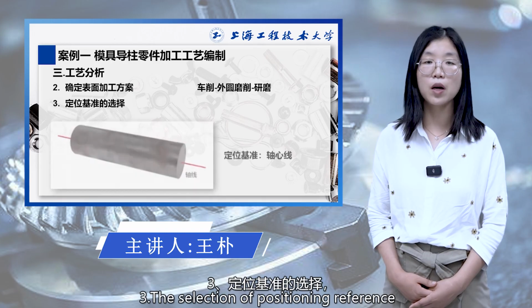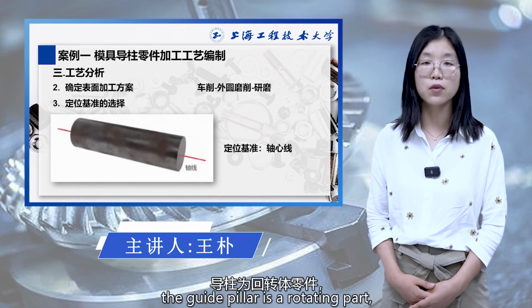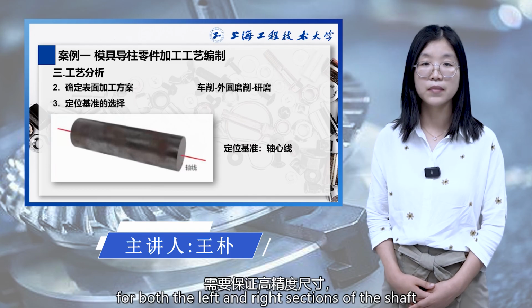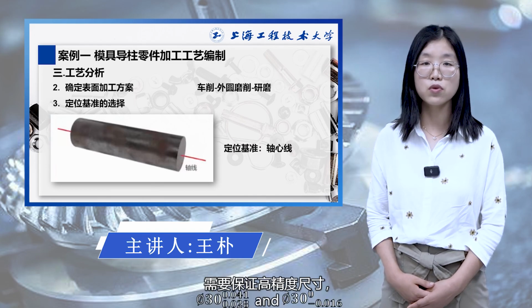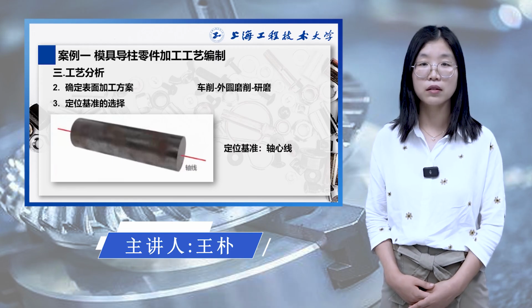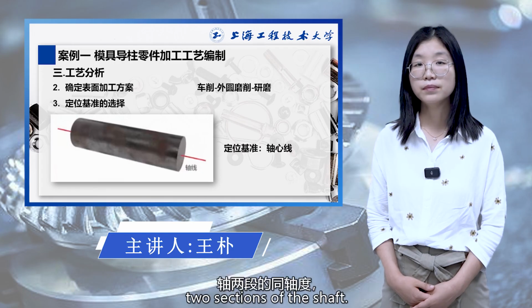Third, the selection of positioning reference is based on the fact that the guide pillar is a rotating part and high precision dimensions need to be ensured for both the left and right sections of the shaft, 30 plus 0.041 or 0.028 and 30 or minus 0.016, as well as the coaxiality of the two sections of the shaft.